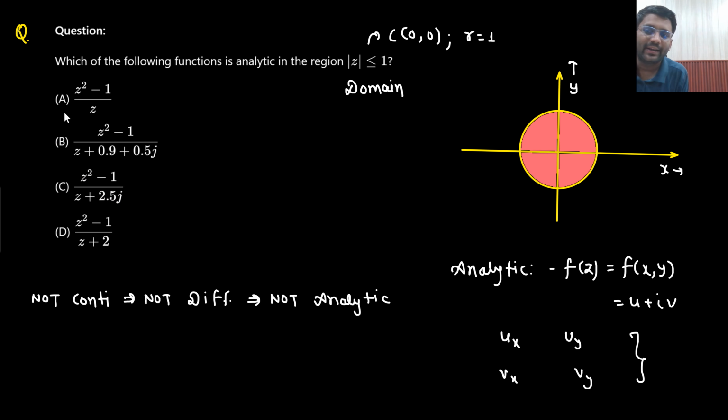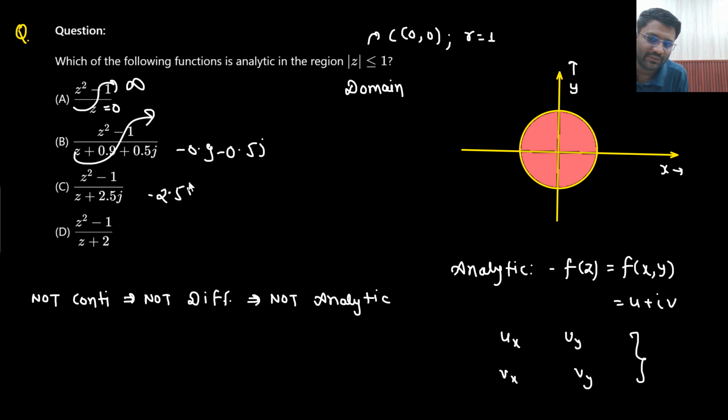Because at some points, at z equals 0, this will go to infinity. At z equals minus 0.9 minus 0.5j, this will also go to infinity. At z equals minus 2.5j, this will go to infinity. At z equals minus 2, this will go to infinity. That means the denominator will create the problem, no?